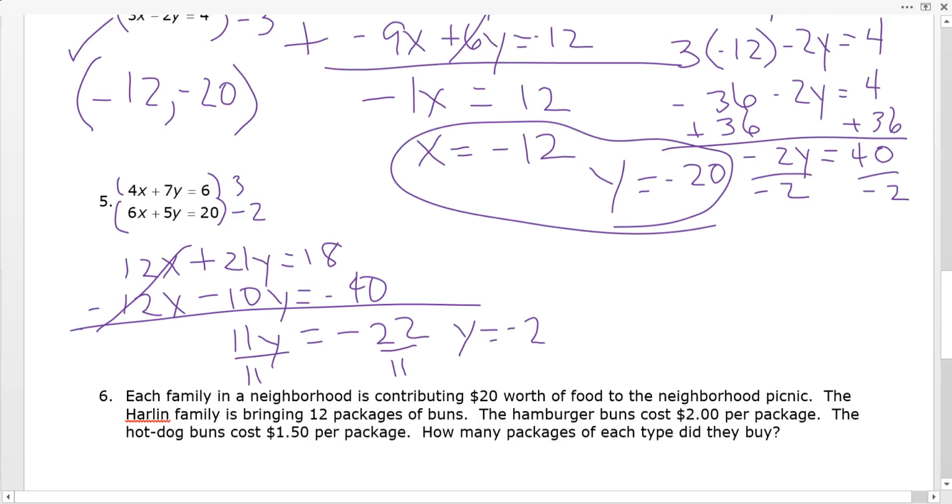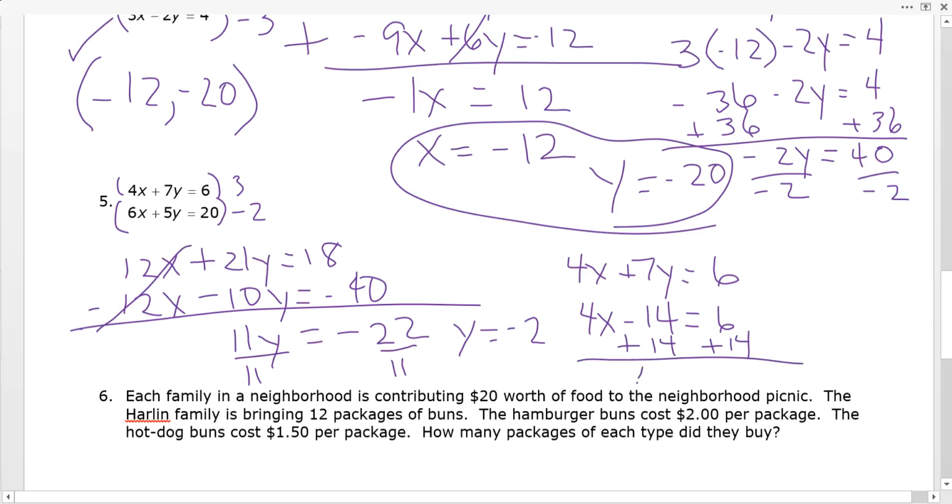I think I will use my first equation because it doesn't matter. So I have 4x minus 7 times negative 2 is 14. Add 14 to both sides. 4x equals 20. Divide by 4, divide by 4, x equals 5. So my ordered pair is 5, negative 2.